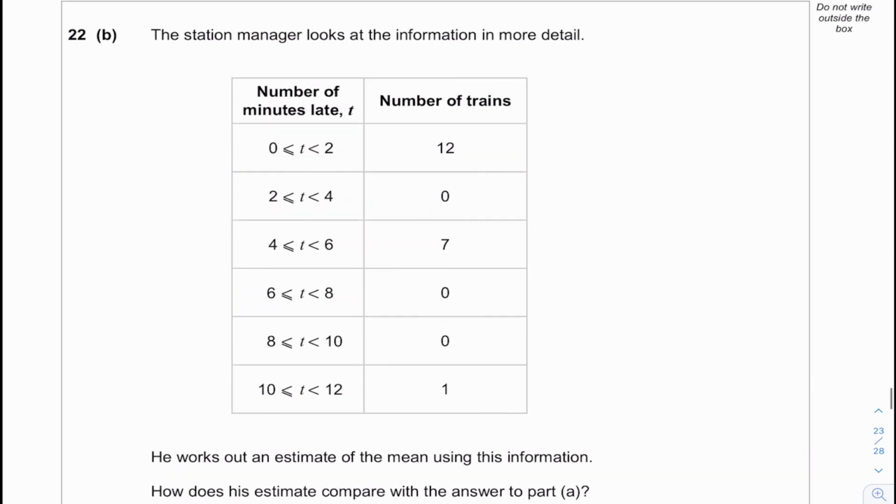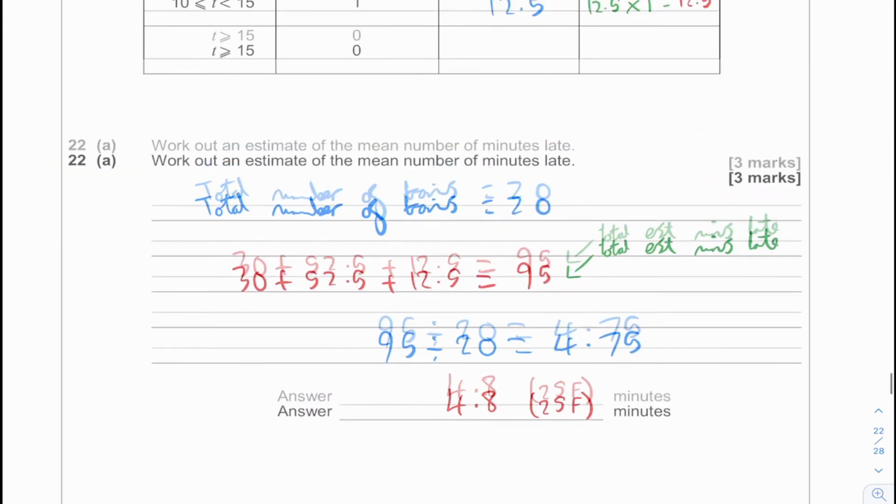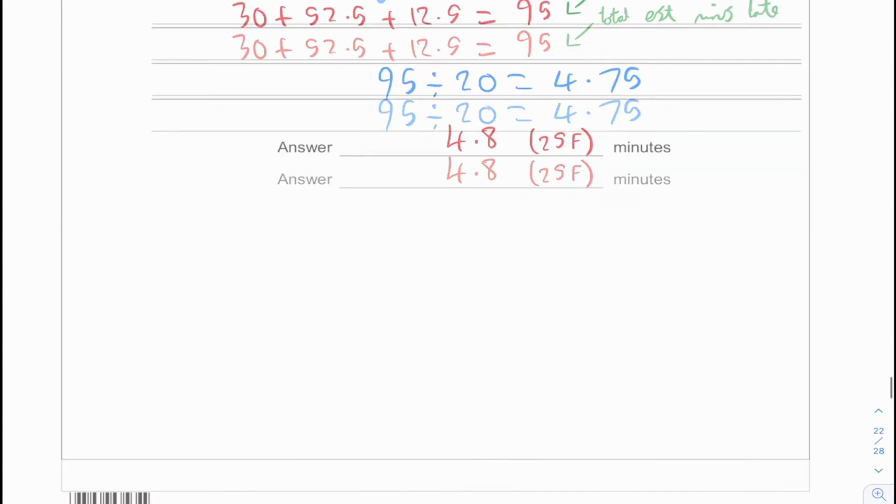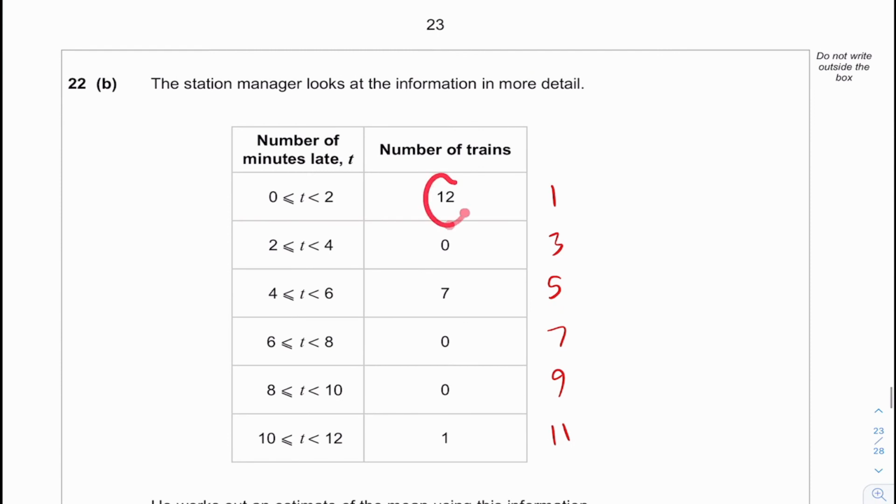So if we just look at this new table, the midpoint for all of these ranges here is going to be 1, 3, 5, 7, 9 and 11. So if we look at our old table, we can see that we multiplied 12 trains by 2.5. In the new table, we're multiplying 12 not by 2.5 but by 1. So this column here suggests the new data is going to be lower.